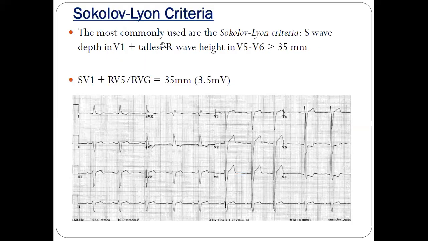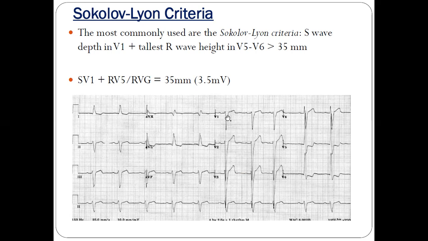Sokolov-Lyon criteria is the most commonly used criteria. It is defined as the depth of the S wave in V1. So this is the depth of the S wave in V1. We will calculate the amplitude of this S wave. Each small square here is 1 millimeter, so we count the number of small squares to see how much it comes to.